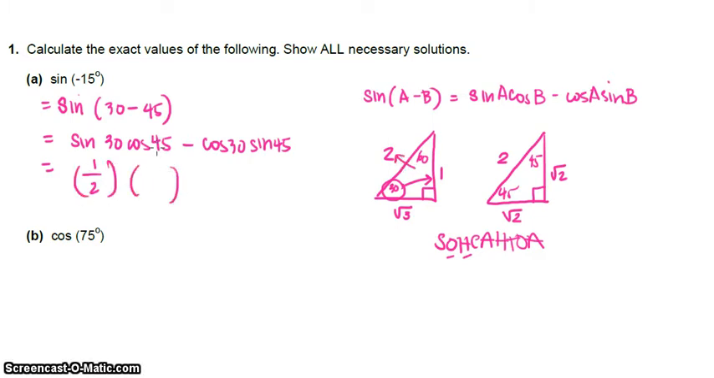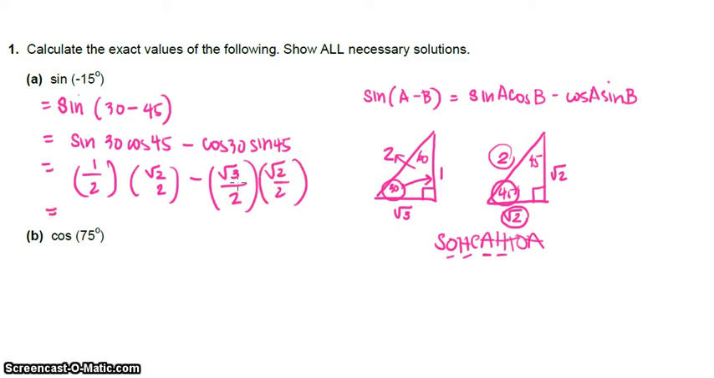Cosine 45, since the angle is 45, I'll go to the triangle with 45, 45, 90 angles. I take one of the 45 angles. Cosine means adjacent over hypotenuse. It's the side near the angle, square root of 2 over the hypotenuse 2. Then minus cosine 30. Similarly, we get the adjacent of the angle 30, that's square root of 3 over the hypotenuse 2. And finally, sine 45 is the opposite of the angle over hypotenuse 2, so square root of 2 over 2.